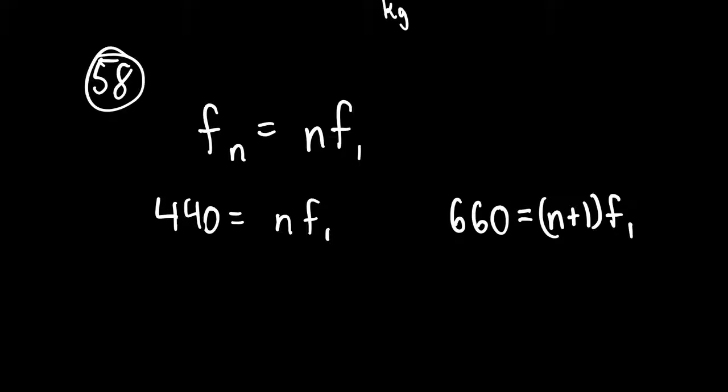So now, how many equations do I have? 2 equations. How many unknowns do I have? 2 unknowns. Anytime you have this situation, 2 unknowns, you're going to have to get 2 equations and set some things equal to each other. Now we need to figure out what we want to set equal to each other. What do we want to solve for? Do we want to solve for n, or do we want to solve for f sub 1? Which one would be easier?